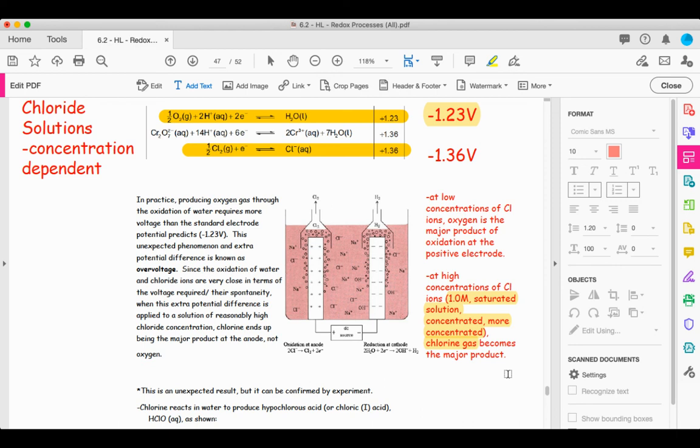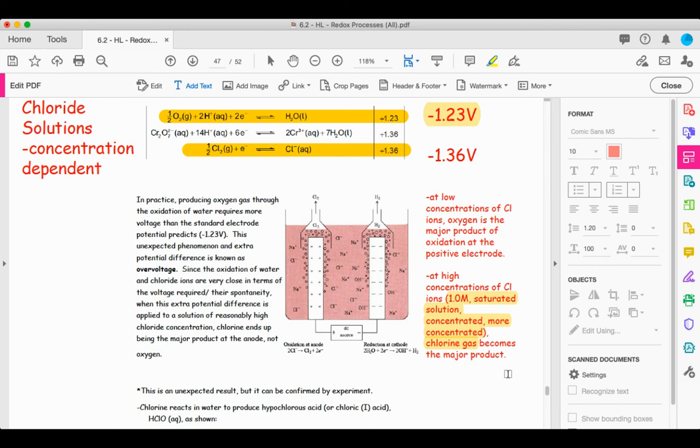The concept is based on something called overvoltage, which is essentially as the process happens and gas starts to be formed at the electrode, it becomes more difficult for the oxygen gas to form. And it actually then requires a higher voltage in order to form that oxygen gas. And so at the higher concentrations, it becomes more and more difficult to form the oxygen gas in these situations. And so then you end up having chloride ions that are a lot more prevalent. And so for chloride, it ends up being easier to form into chlorine.